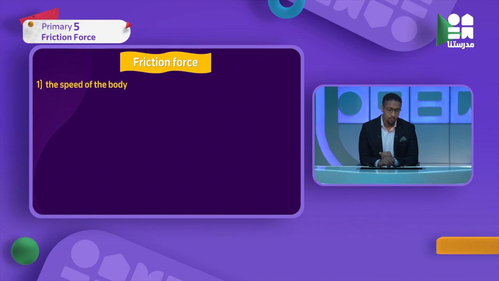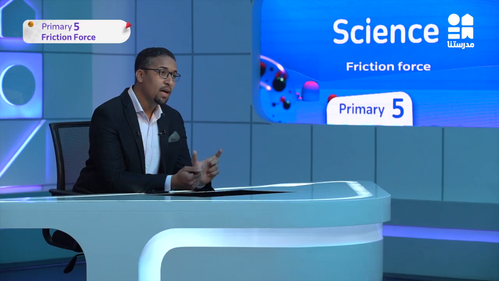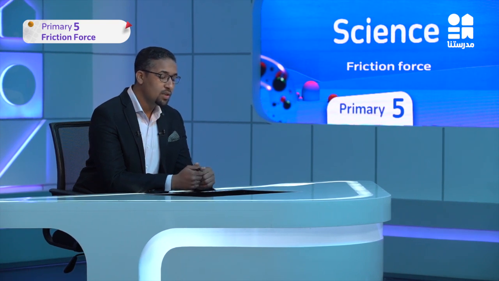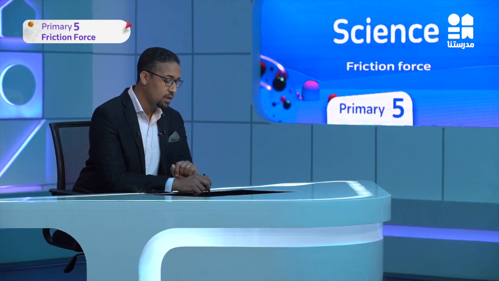So let's start with the speed of the body. By increasing the speed, water resistant increase. By increasing your speed in water, you feel the resistance of water. بتحس بمقاومة المية أكتر ليك. By decreasing your speed, the water resistance decreases also. So this is the first factor affecting water resistant, the speed of the body.